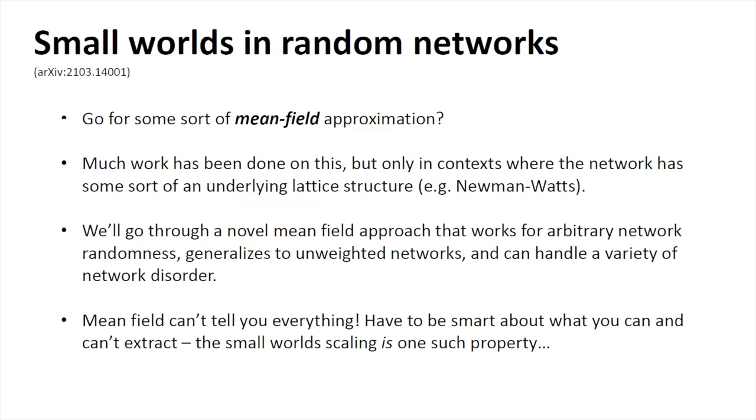In technical terms, you're neglecting correlations, right? You're just assuming that all the correlations are one simple thing that you can guess or assume. And what I'm about to present is a novel mean field approach to random networks that does not assume an underlying lattice structure. So to get to your question, what if you have different structures, all sorts of disorder? This mean field allows you to do that. Of course, it gets more complicated the more complicated the underlying geometric architecture gets.